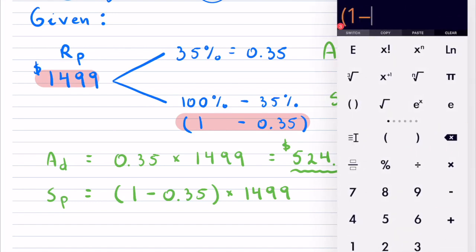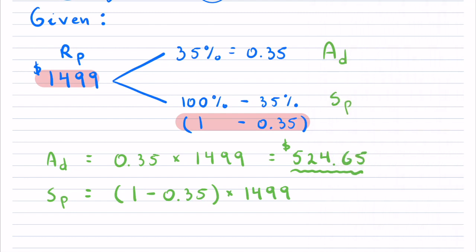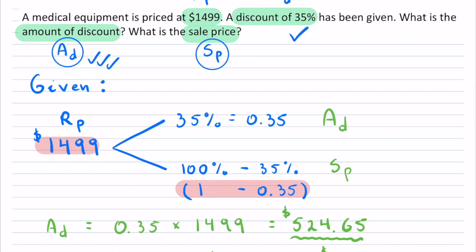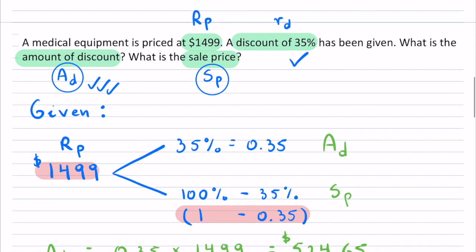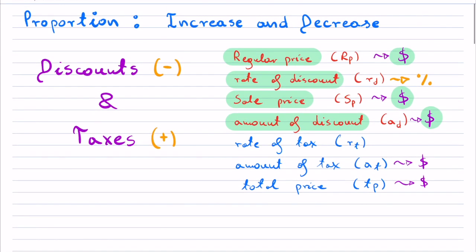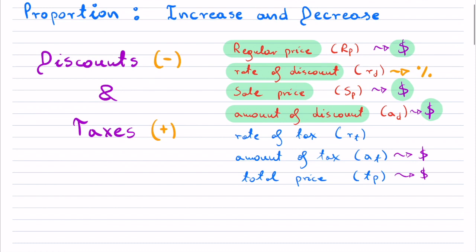So 1 minus 0.35, close the bracket, times 14.99, and that's 974.35. All right. So now you have answered this in a systematic way. Now let me scroll back up to where we left off.